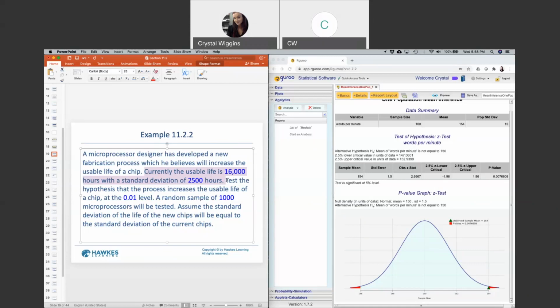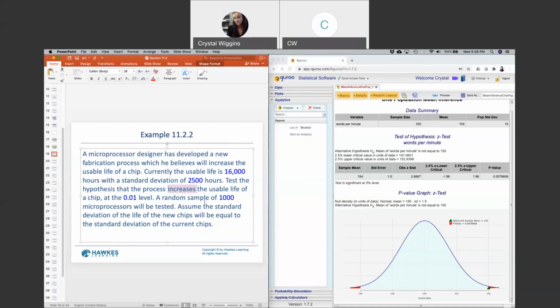This tells us to test the hypothesis that the process increases the usable life of a chip. And they also specify the alpha level at 0.01. Increases, that's our key word for our alternative hypothesis, or for our claim, I should say. And I said the alternative because increases is a strictly greater than, it does not have an equal sign, and that's how I know it's going to go into the alternative hypothesis.